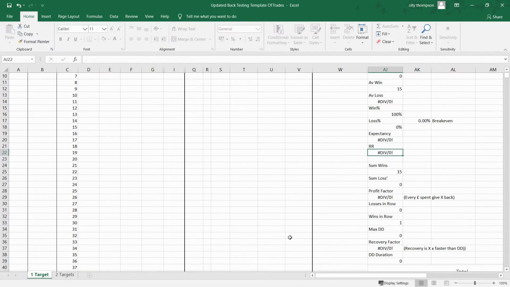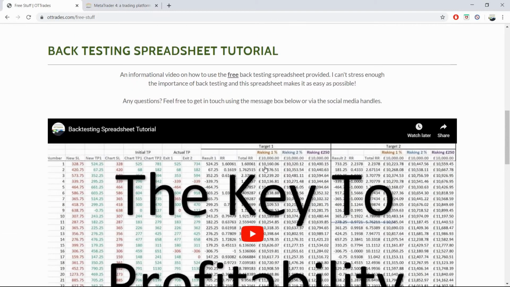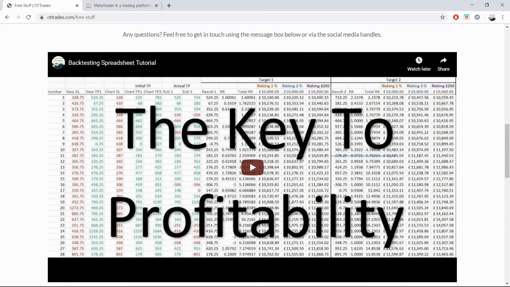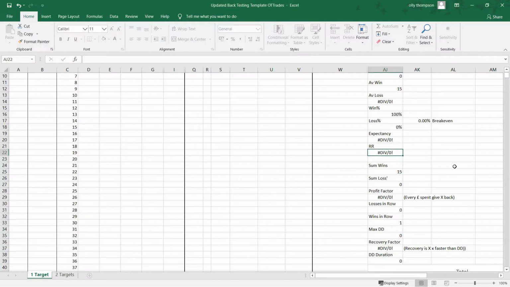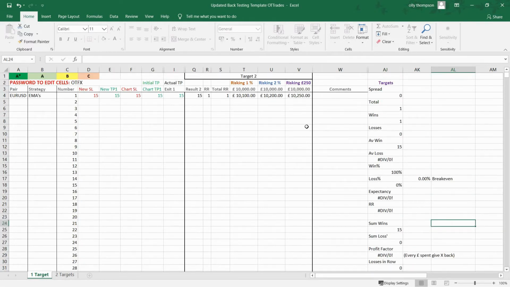Actually, I've gone through all of this in that backtesting spreadsheet video on my website, so just watch that. If you're confused by what these things mean, watch this video and it will explain everything. Again, I'm sort of digressing here, but these are all the important figures that you want to take into consideration.